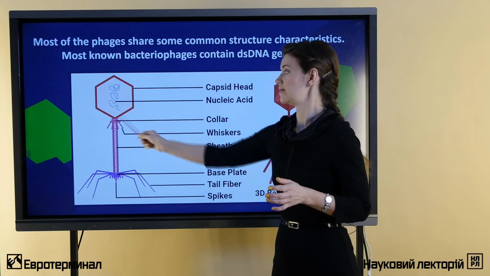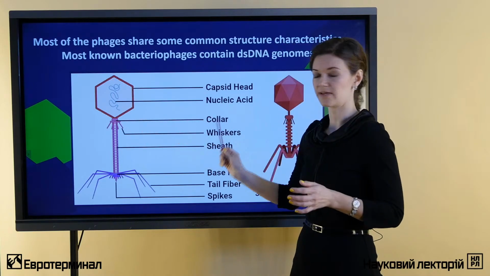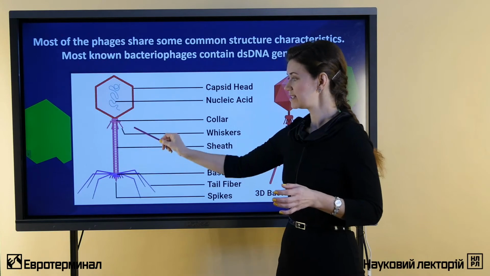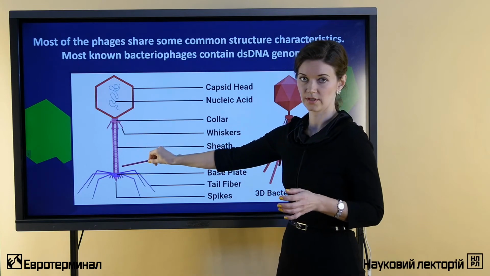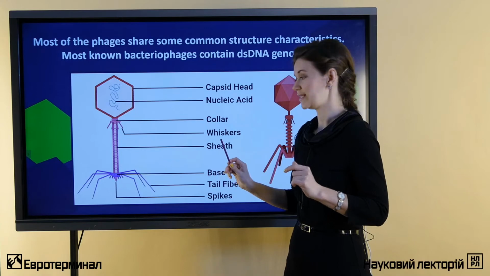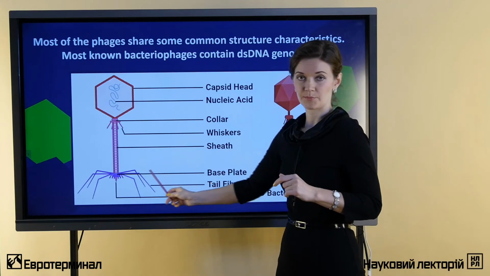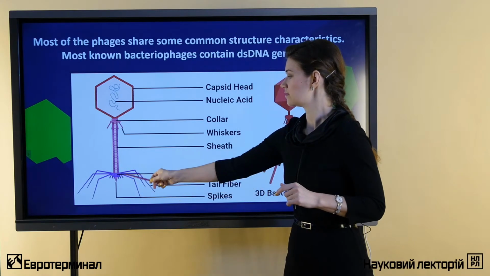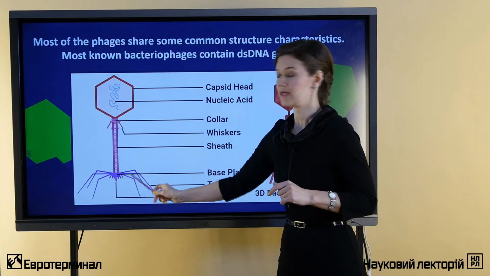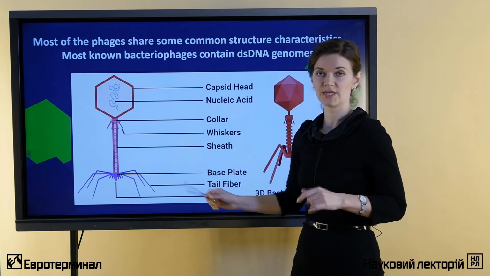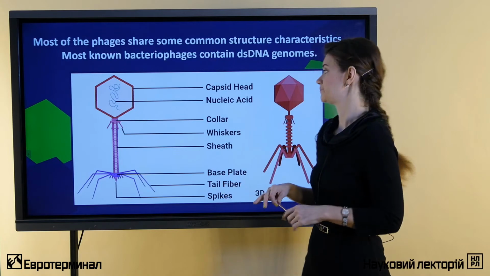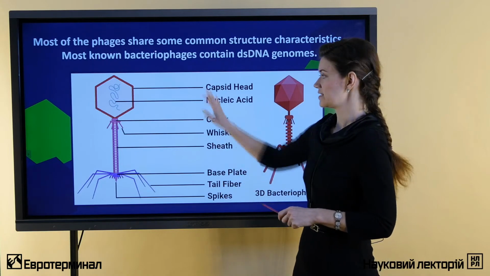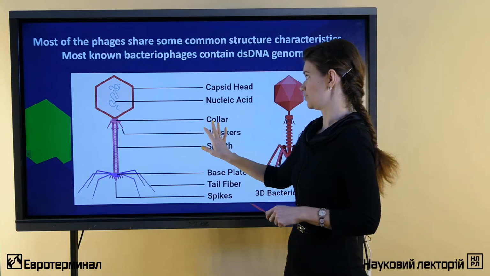So, head, genome. Also, phages have tails, and this tail has an inner core. We will talk about this core a little bit later. Also, a very important part is the base plate with tail fibers and pins, and this part is used by the phage to connect to the bacterial cell. So, this is the common structure of a bacteriophage.